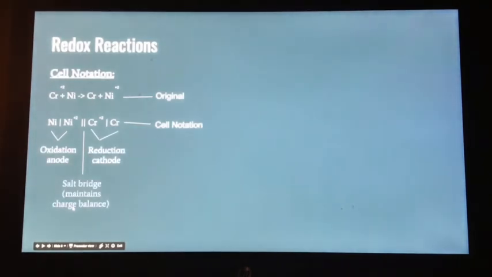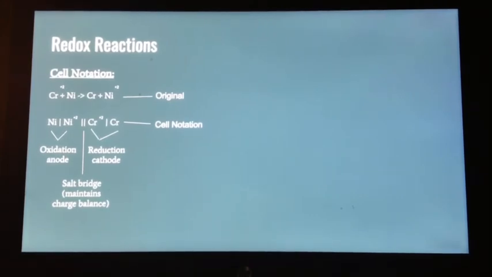Another way to write this is by cell notation. You have your original equation here, and then you have the cell notation here. There are 3 things that go into cell notation: the oxidation anode, the reduction cathode, and the salt bridge.